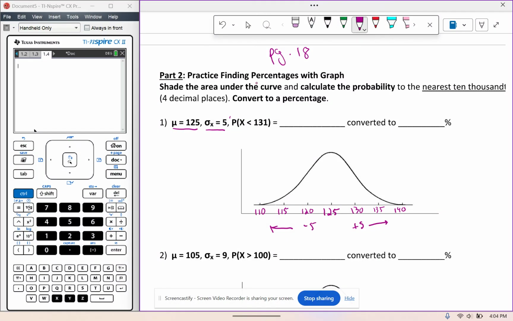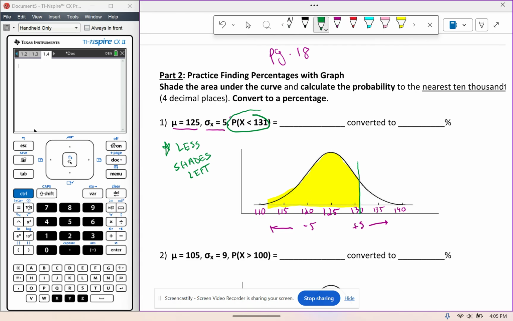Now it says my probability is going to be less than 131. So remember, less than shades left. I'm going to draw a line where I think roughly 131 is. It looks like right about here. And then I am simply going to shade it all to the left. I'm going to use this fancy highlighter, and I'm just going to do the best I can. It doesn't have to be perfect, as you guys know. And that is what it looks like.